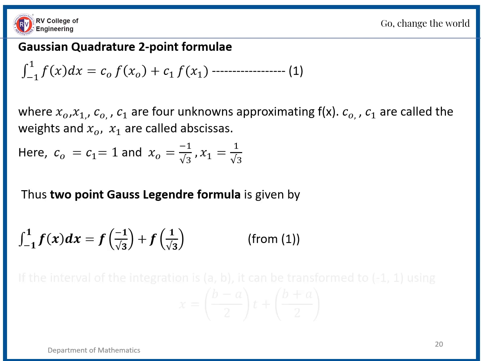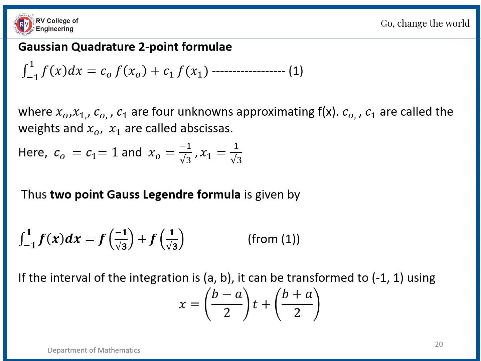Now the next method of numerical integration is the Gaussian quadrature formula. This Gaussian quadrature formula is applicable when the function is known to us. The Gaussian quadrature formula is of two types: one is the 2-point formula, the other is the 3-point formula. First, let us discuss the Gaussian quadrature 2-point formula. With 2 points, we approximate it with two function values.